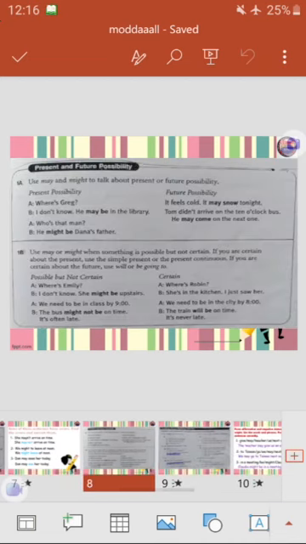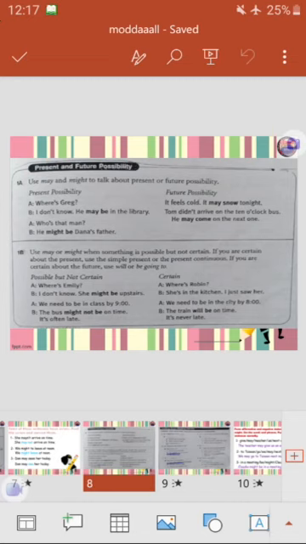The present and future possibility. Use may and might to talk about present or future possibility. So here, if we are talking about the present possibility, it will be: Where's Greg? I don't know. He may be in the library. Here I'm guessing something in the present time, but I'm not sure about it, so I say may be in the library.